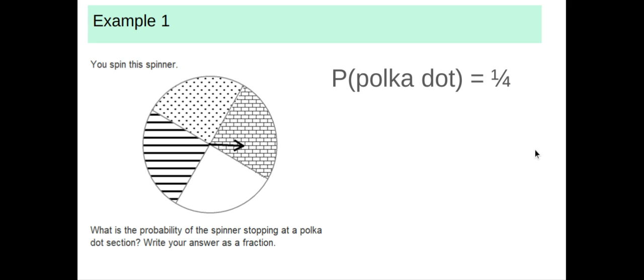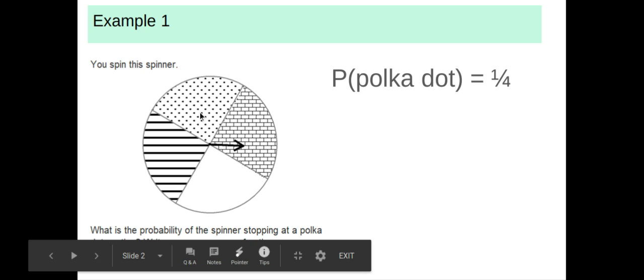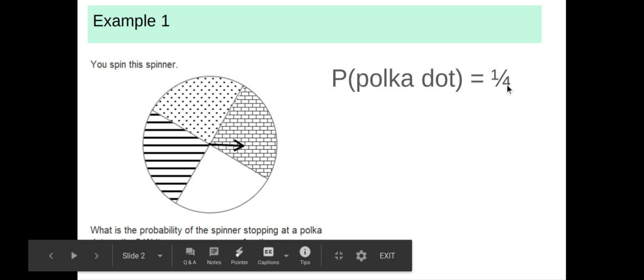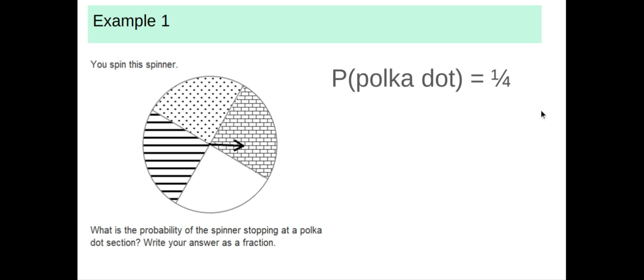So if we look at some examples, this first example, we've got a spinner, and they want us to know the probability of the spinner stopping at a polka dot section. So I look at my spinner right here, and I want to find polka dot. That's 1 out of 4 sections. 1 out of 4, the chance of that happening is 1/4.